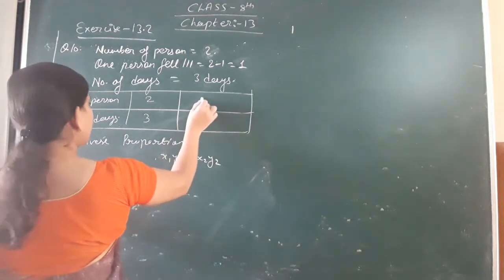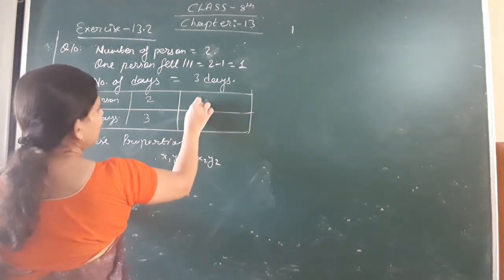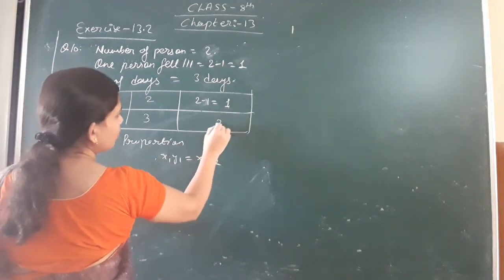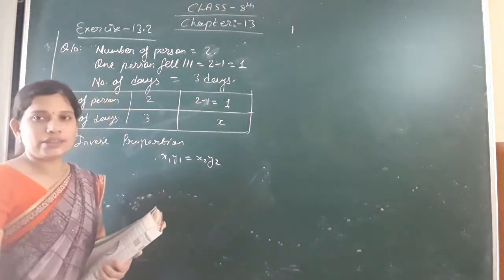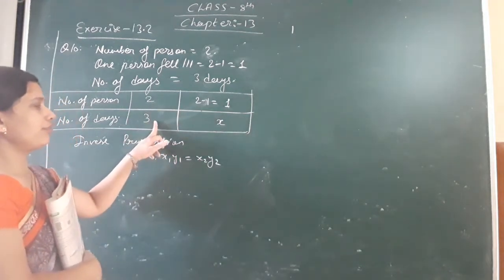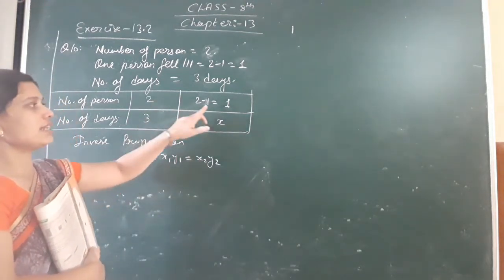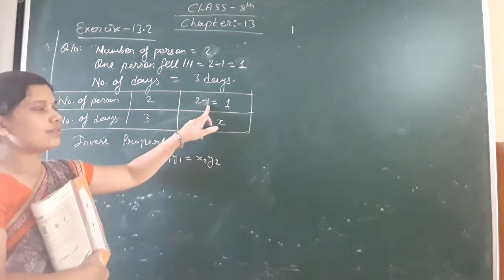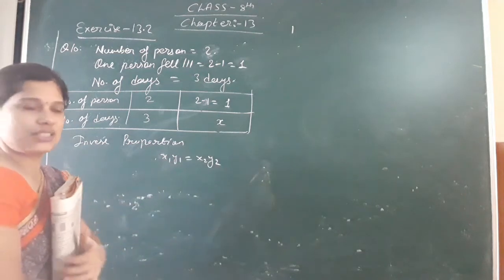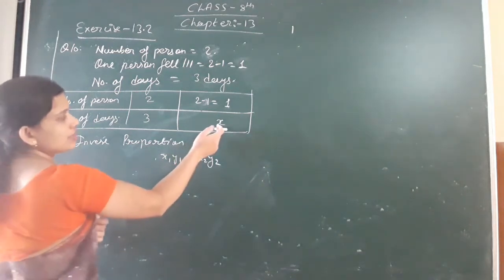If one of the persons falls ill, that means if one of the persons falls ill, how many persons are there? 1 person. So how many days will one person take to fit the window? Understood? 2 persons take 3 days to fit the window. If one of those 2 persons falls ill, then 2 - 1, so how many days will one person take to fit the window? That will be considered as x. You can consider it y also.